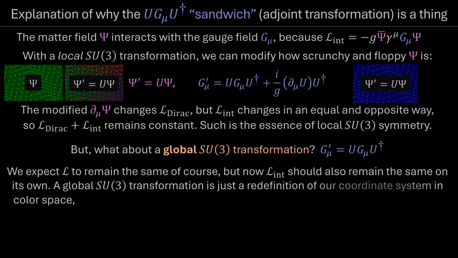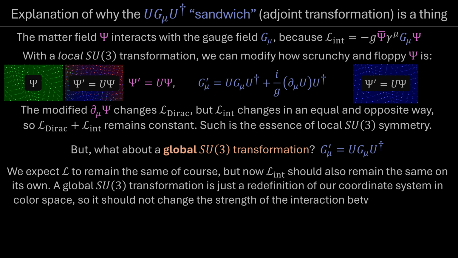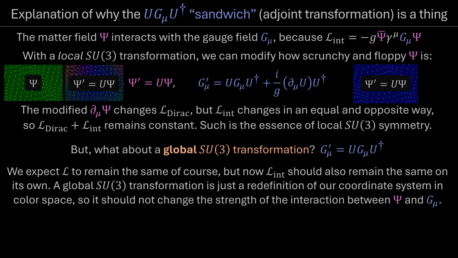Because a global SU3 transformation is effectively just a redefinition or a reorientation of our coordinate system in color space. But there's none of this changing the scrunchiness or the floppiness of psi, and so the interaction term isn't going to adjust itself to clean up that mess.